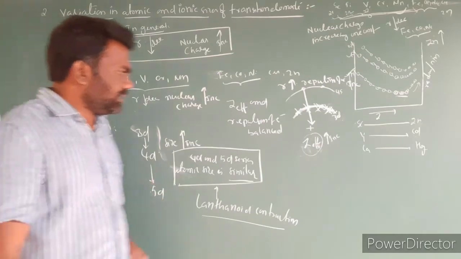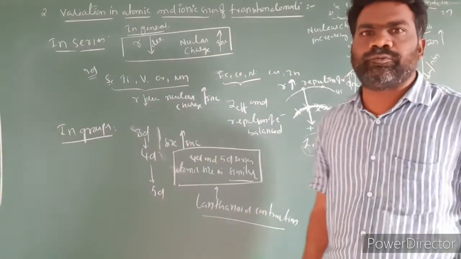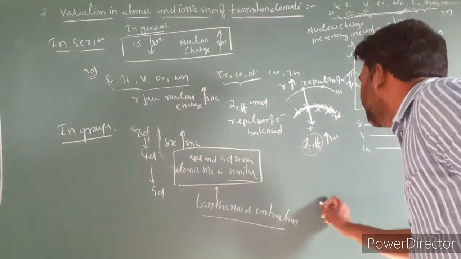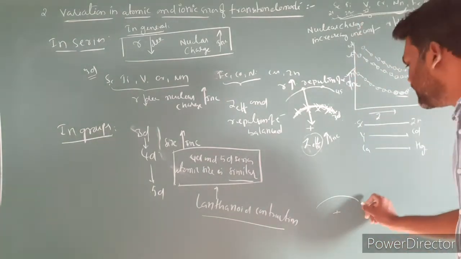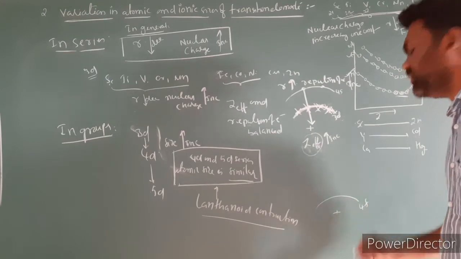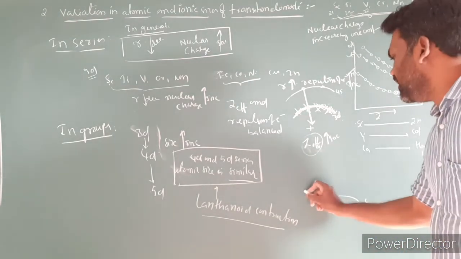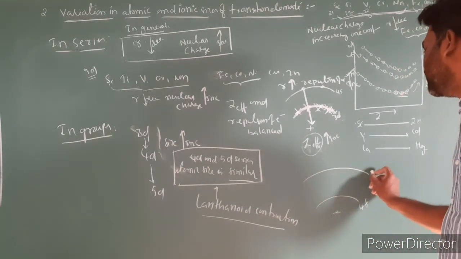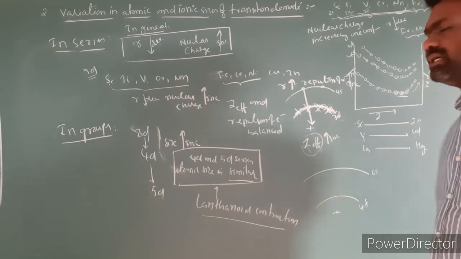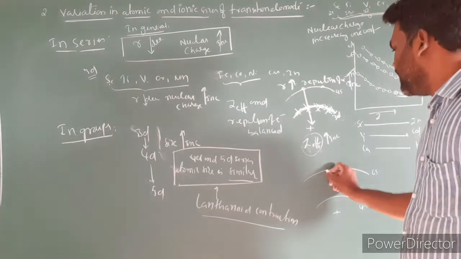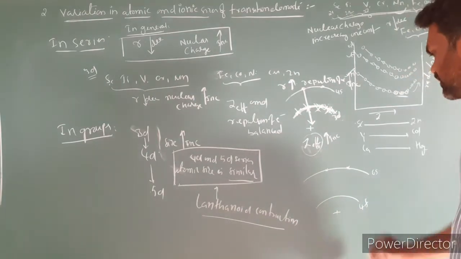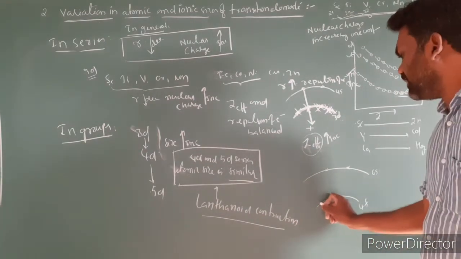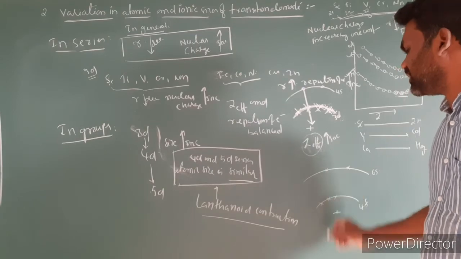Lanthanoid contraction is because of the poor shielding effect of the 4f orbital. I will take one example. This is the nucleus of an atom. This is the 4f orbital. Next, we have the last electrons in 6s. Imagine two electrons are present there. Next, we have the 4f electrons. Electrons keep adding to the 4f subshell.